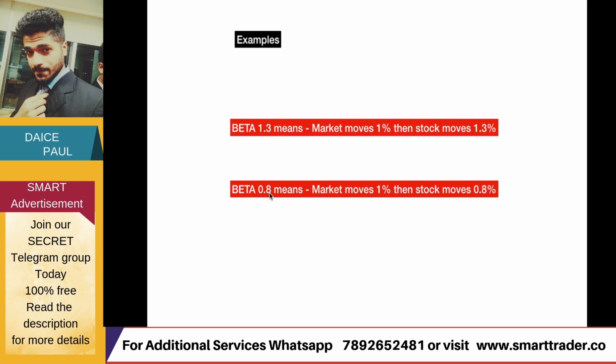But for low beta stocks, the volatility compared to the market is lesser. So if the market comes down, these stocks will move only a little less. If the market falls, these stocks will fall a little bit less compared to the stocks which fall double. So it's two different options. It depends on the type of traders.